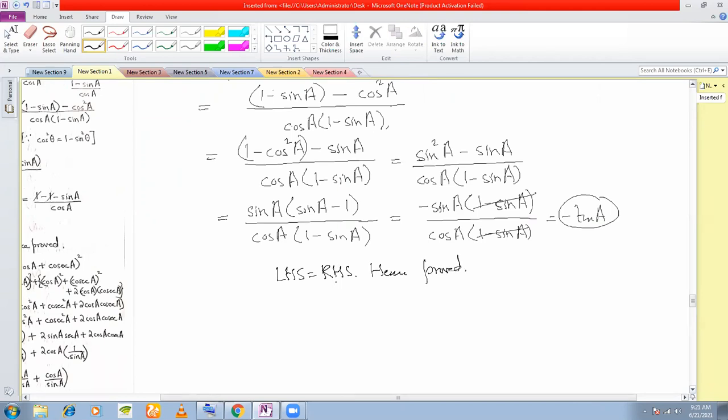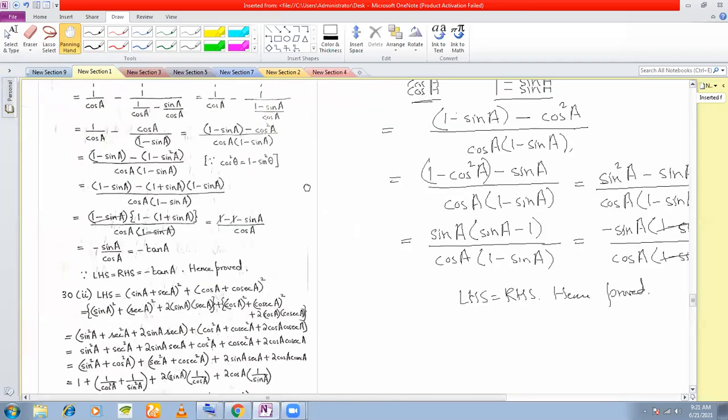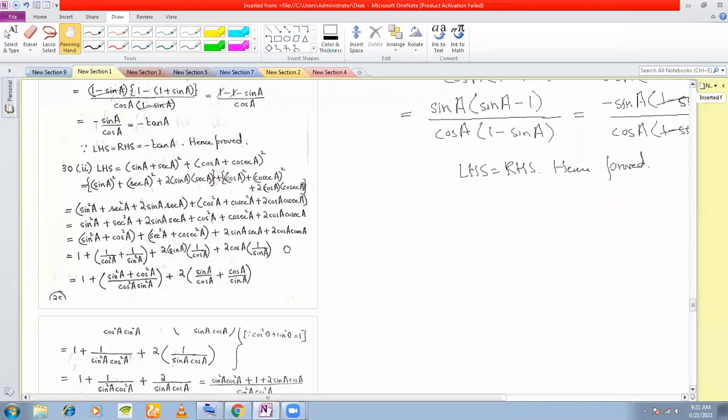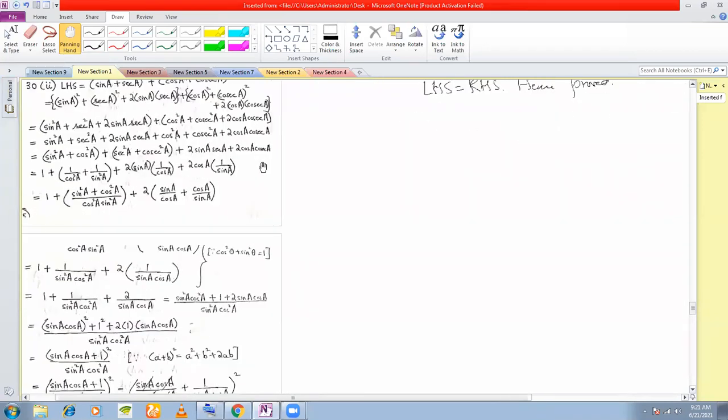Okay. So this is the second way of doing this sum. As I told you, most of the problems can be solved by changing everything to sine and cos. Let us proceed with the next one, which is 30 part 3.